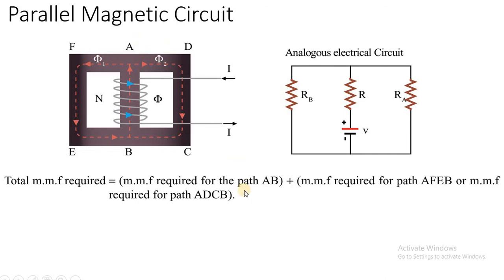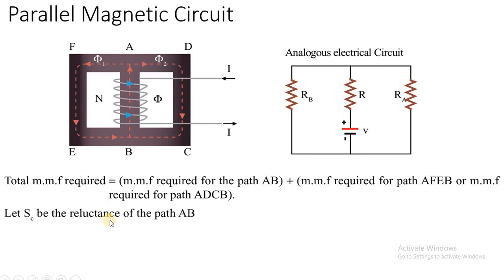What have I done here? I have written only one single equation: total MMF required for the middle branch MMF plus any side MMF, any one side. There are two different sides. AFEB is one path and ADCB is the other path. When we add the MMF of any one path, we can find out the total MMF required.